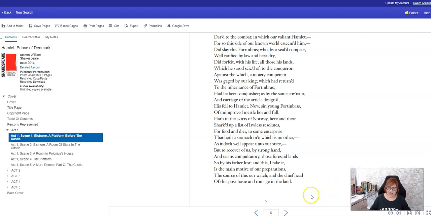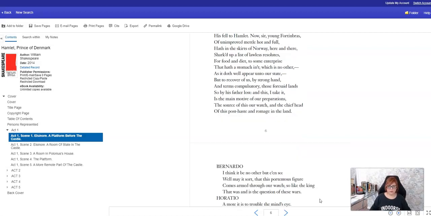And this, I take it, is the main motive of our preparations, the source of this our watch, and the chief head of this post-haste and rummage in the land. So Horatio's like, that's what it is. Baby Fortinbras coming for us, so we got to get ready.